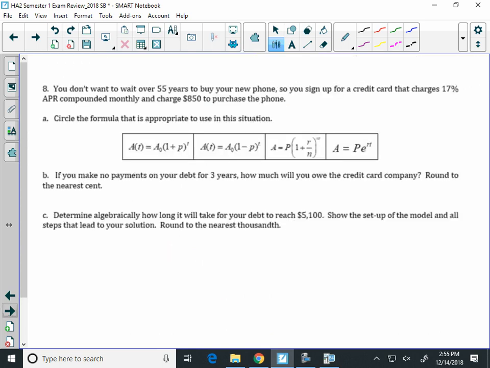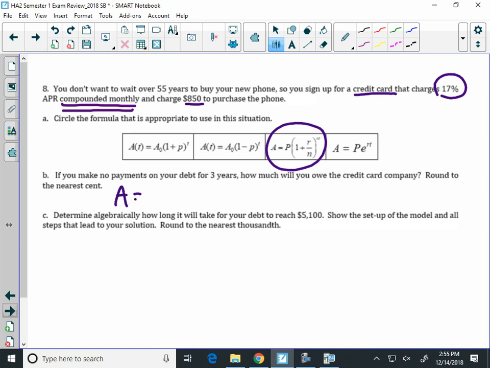So that's where the next problem comes in. You don't want to wait that long, so you decide, instead of saving your money, you're just going to use a credit card. Your credit card charges 17% APR, that's the interest rate, compounded monthly, and you end up paying $850 for the phone. Now when it says that you compound monthly, that is this crazy looking exponential formula right here. That is the one where you're compounding over certain intervals. You make no payments on your credit card. You're not very smart and you don't make any payments for 3 years. What is your bill to the credit card company going to be for this phone?